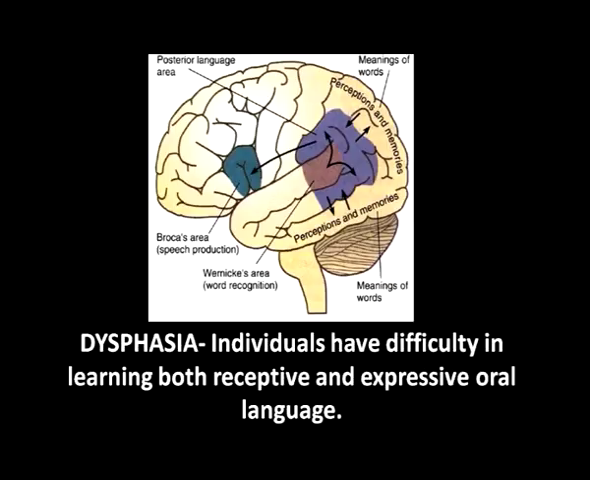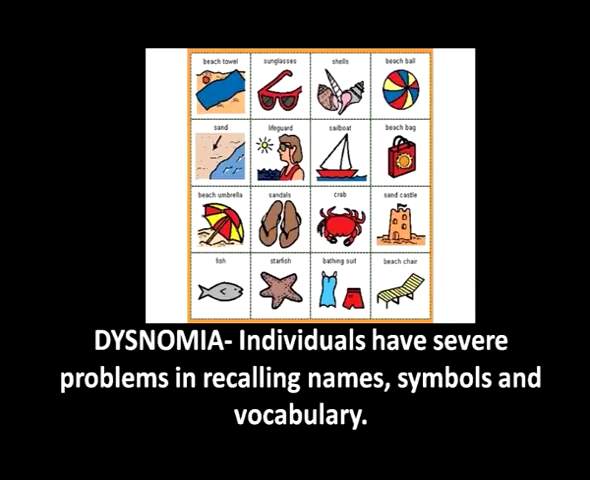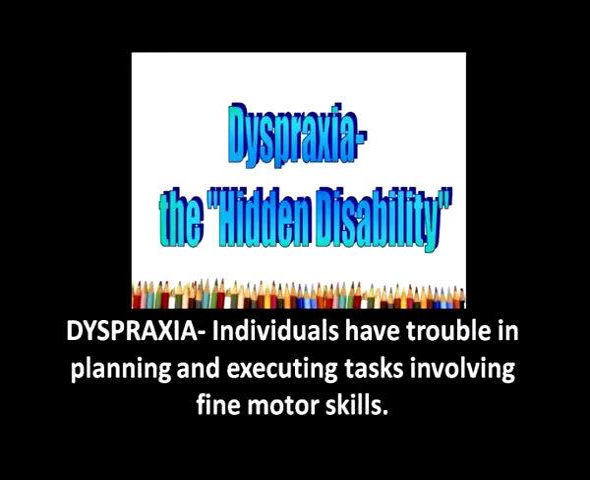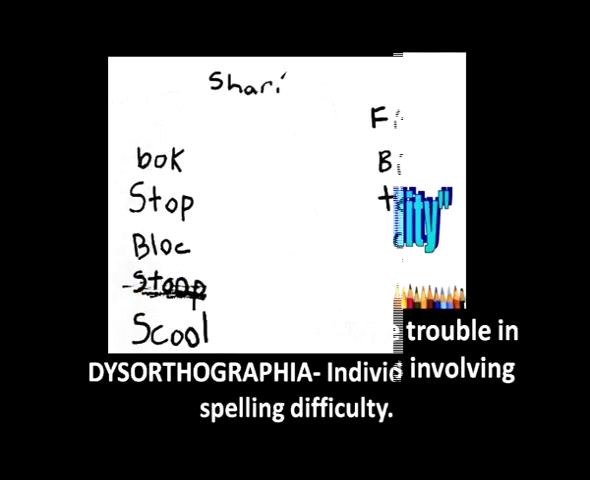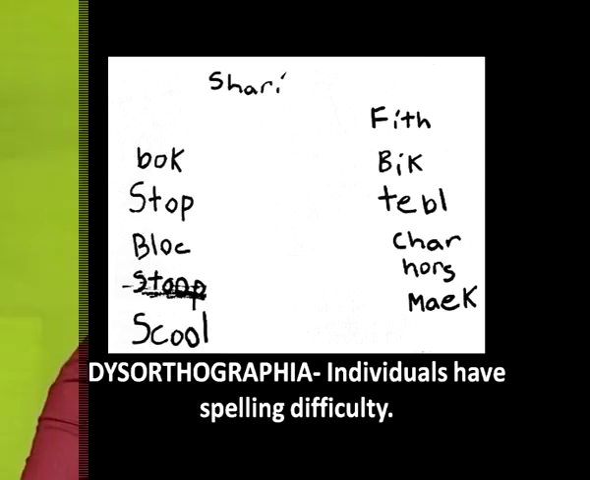Dysphasia. Individuals have difficulty in learning both receptive and expressive oral language. Dysnomia. Individuals have severe problems in recalling names, symbols, and vocabulary. Dyspraxia. Individuals have trouble in planning and executing tasks involving fine motor skills. Dysorthographia. Individuals have spelling difficulty.